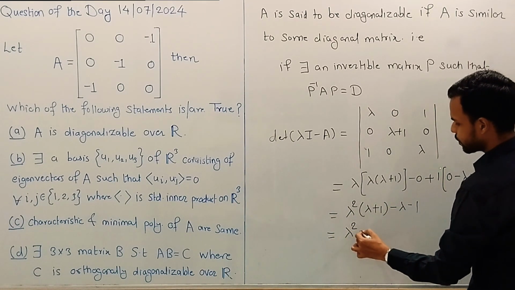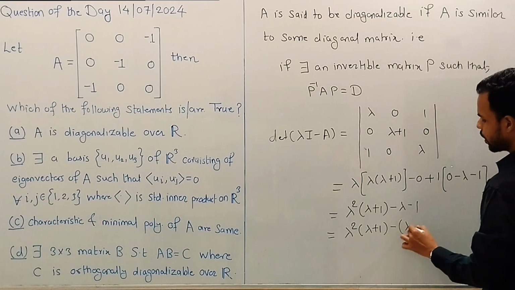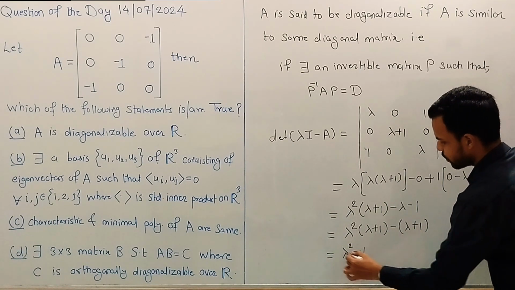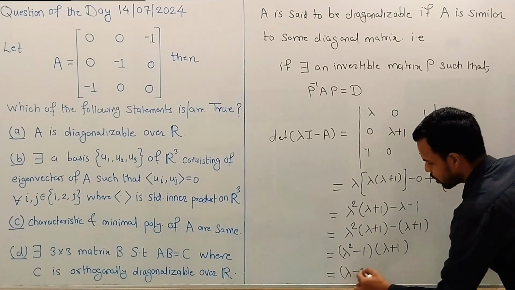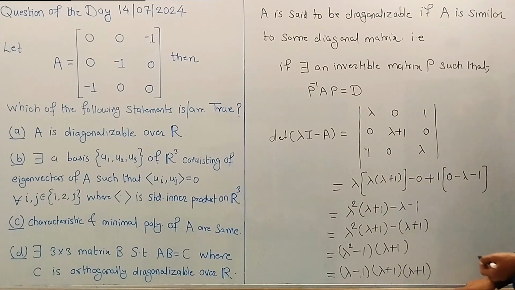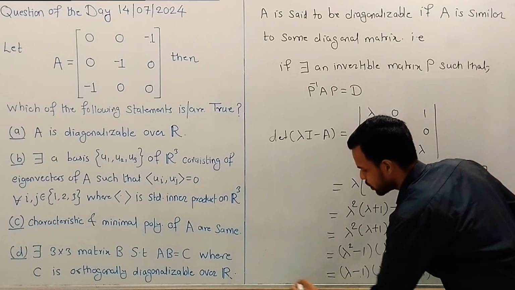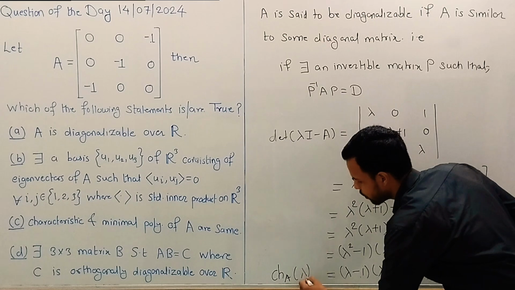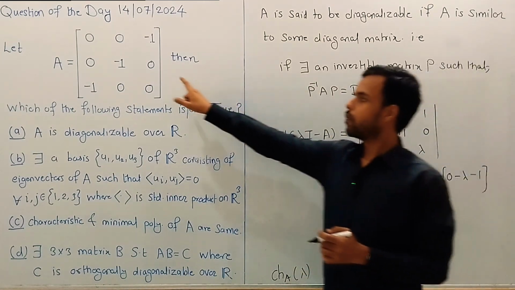This can be written as lambda square times (lambda plus 1) minus, in brackets, (lambda plus 1), which is nothing but (lambda square minus 1) times (lambda plus 1), which can be written as (lambda minus 1) times (lambda plus 1) times (lambda plus 1). Okay, so this is the characteristic polynomial of A. Let's denote this by the characteristic polynomial of the matrix A. And its roots are the eigenvalues of matrix A.